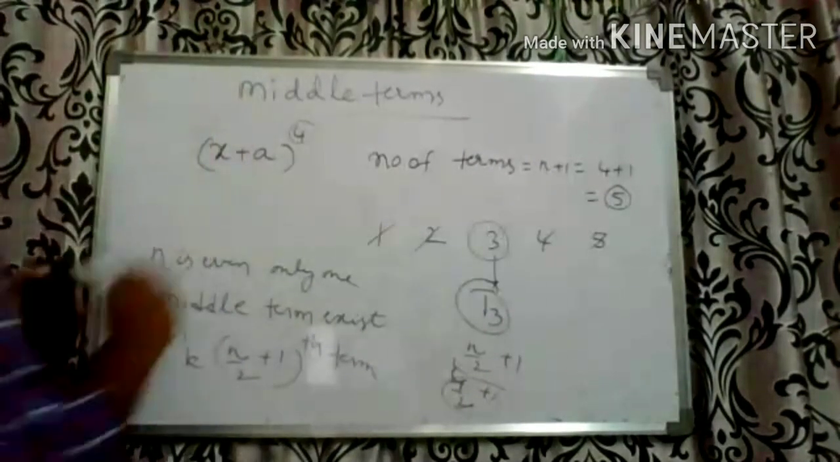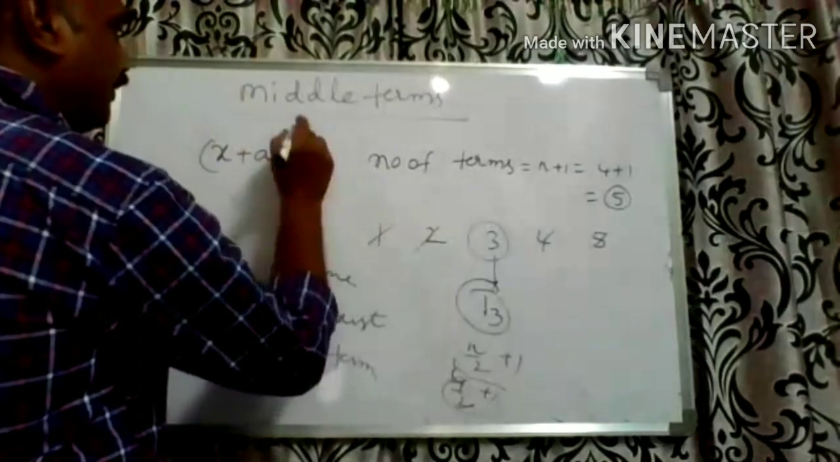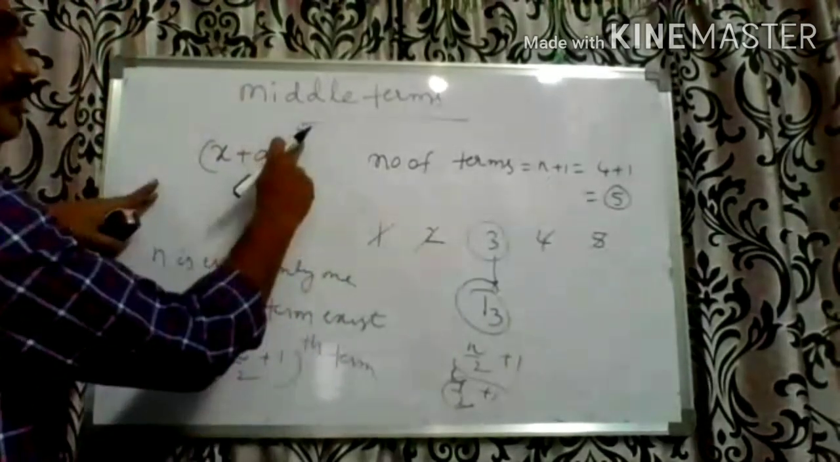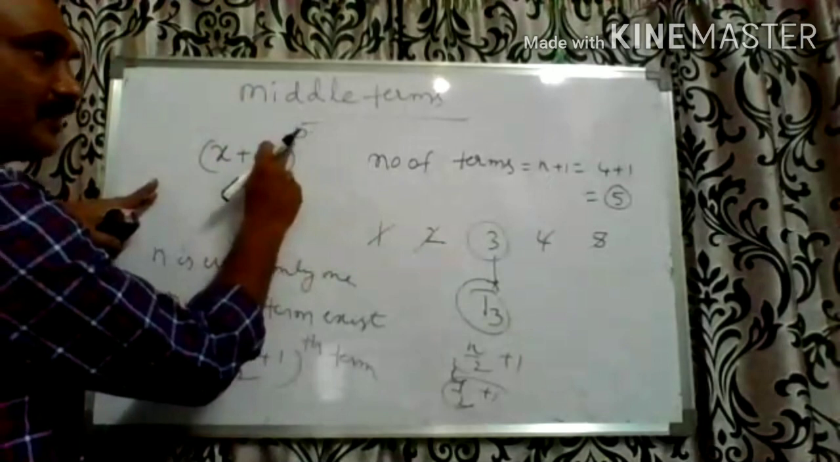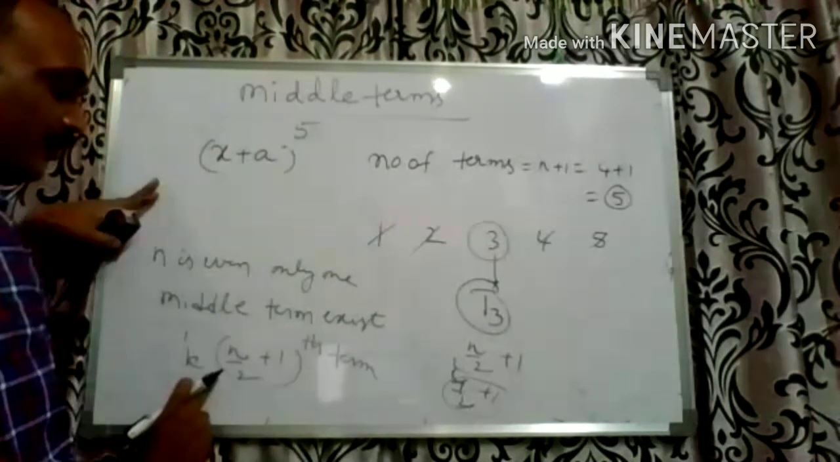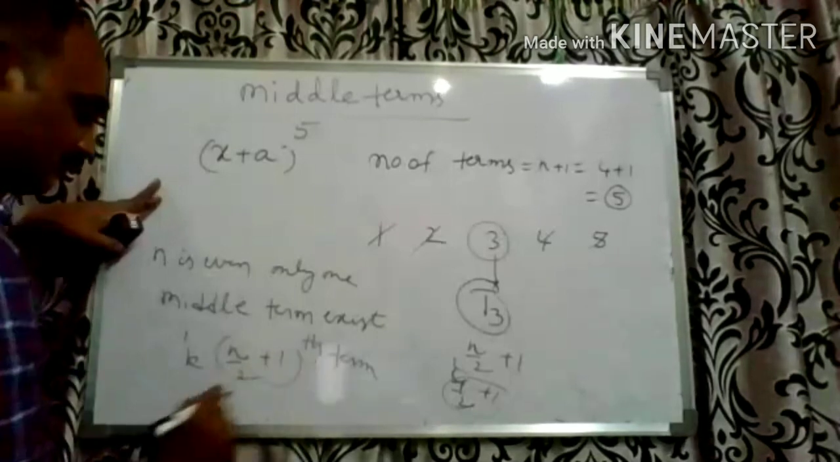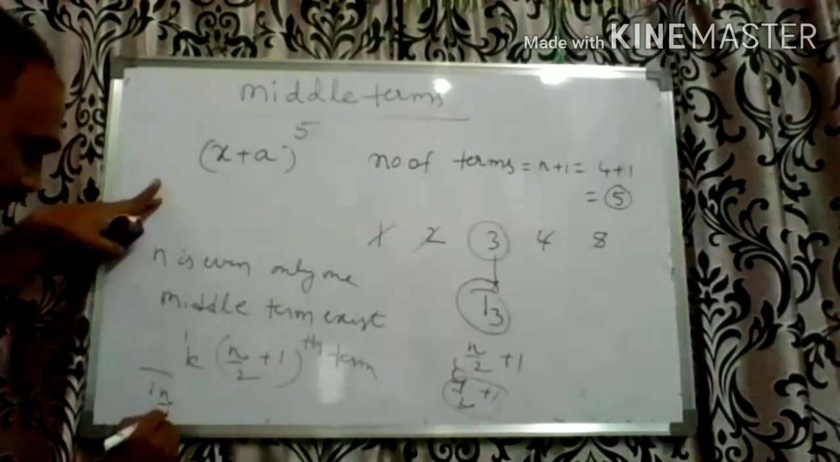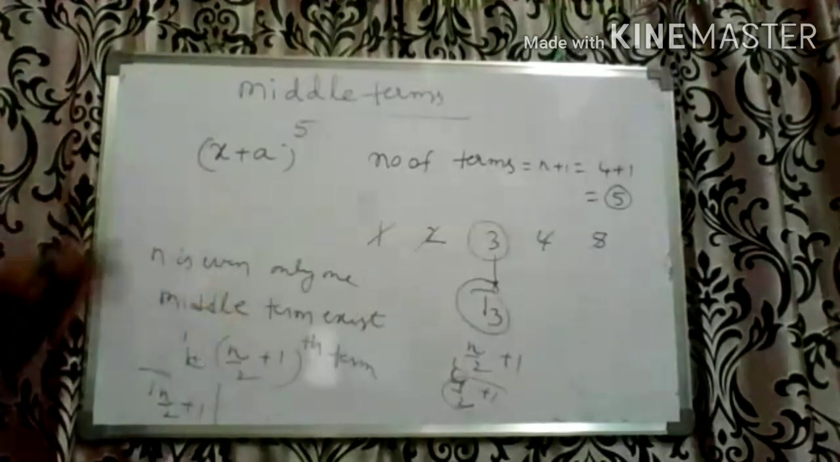Next, taking the example x plus a whole power 5. Here 5 is an odd number. In the previous case, for an even number, only one middle term exists, with the formula T n by 2 plus 1, the n by 2 plus 1th term.